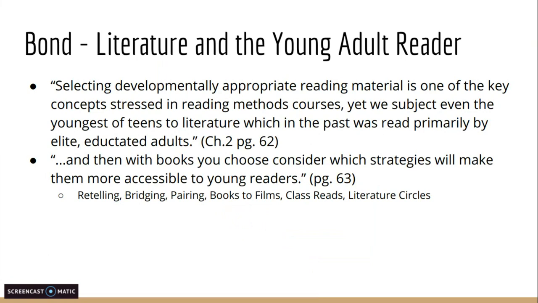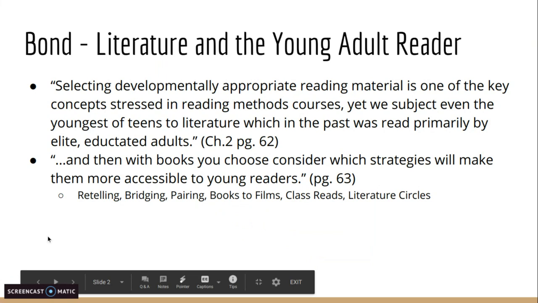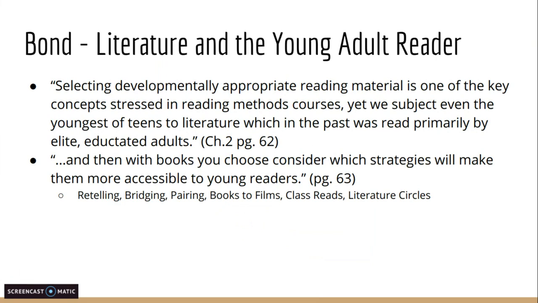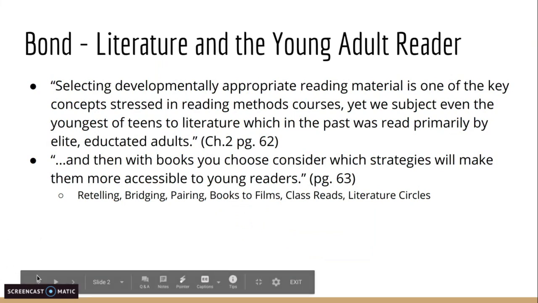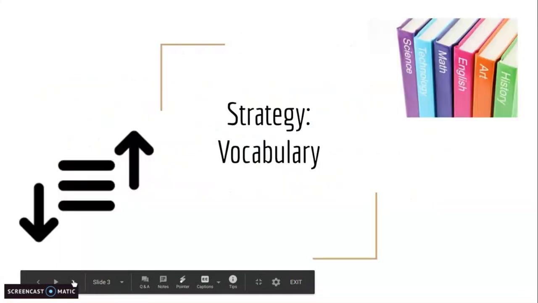We also need to consider which strategies are going to make these books accessible to the readers that we are providing them to. We can use strategies such as retelling, bridging, pairing classic novels to new novels, showing books to films and discussing the differences, looking at class reads and literature circles. But outside of these, we need to consider the literacy strategies that we're going to have students use and teach them in order for them to really gain knowledge and understand the content.